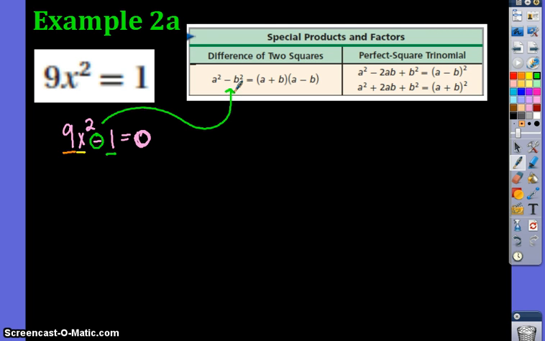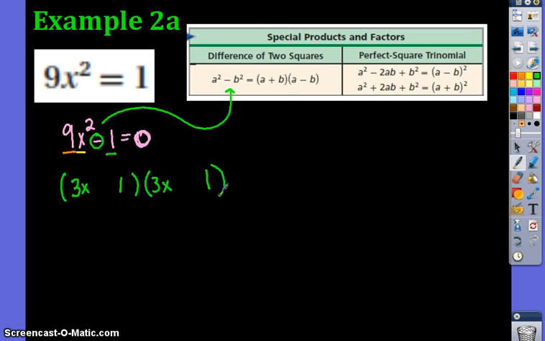What that says is a squared minus b squared is the same thing as the quantity of a plus b times the quantity of a minus b. In this case, for our a, we need to think, what would we need to multiply by itself to get 9x squared? If we did 3x times itself, it would give us 9x squared. So we're going to write the second one over here. And since we're subtracting 1, the perfect square for 1 is just 1. So we have a 1.